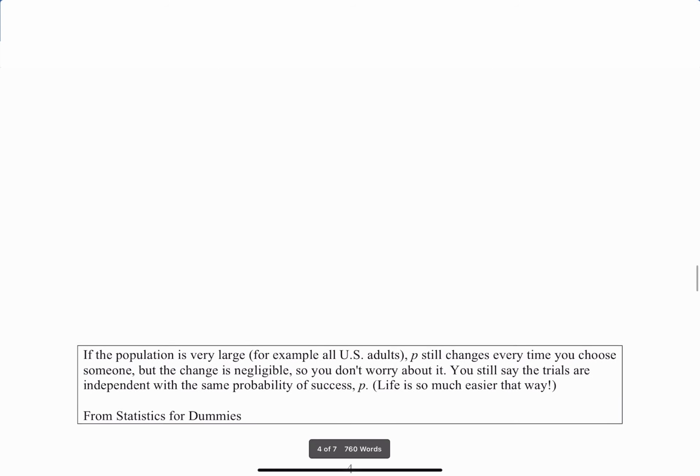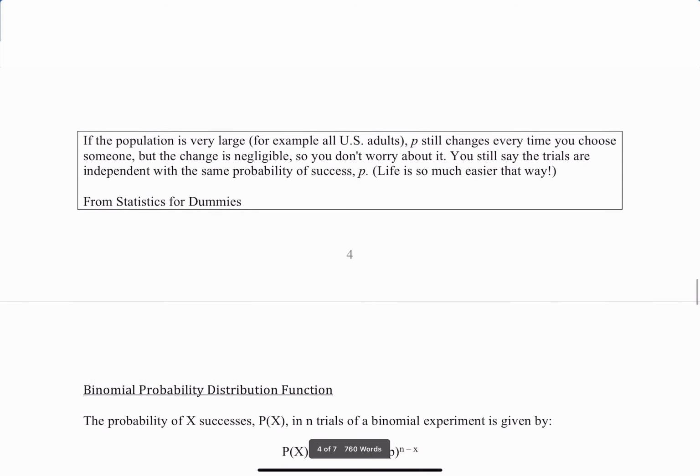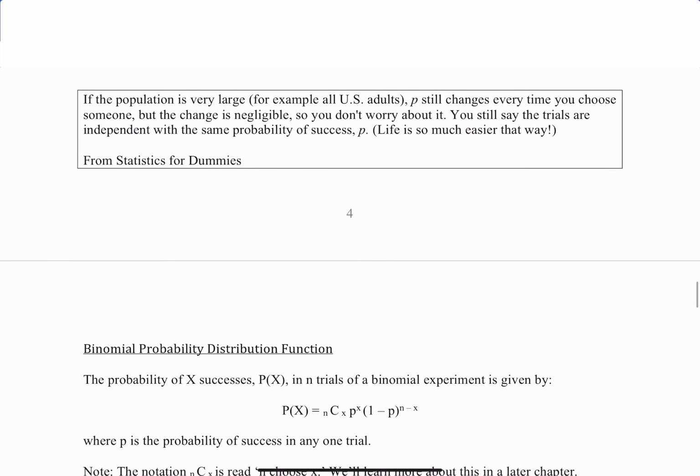And just to summarize all this discussion about the large population, I found something from Statistics for Dummies that I think summarizes it better maybe than I've said it, which is that if the population is very large, for example, all US adults, that probability P still changes every time you choose someone, but the change is negligible, so we just don't worry about it. We still say the trials are independent with the same probability of success, P. And as they note, that makes life much easier.